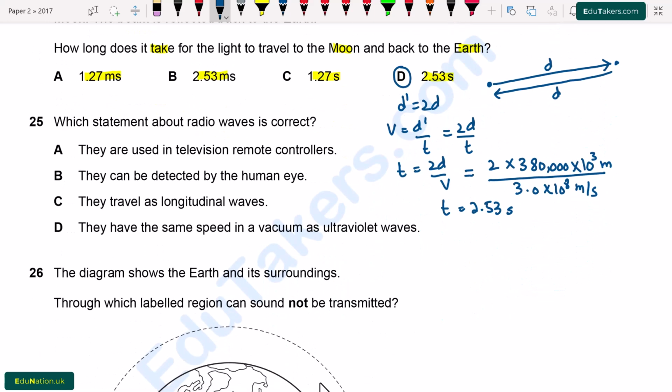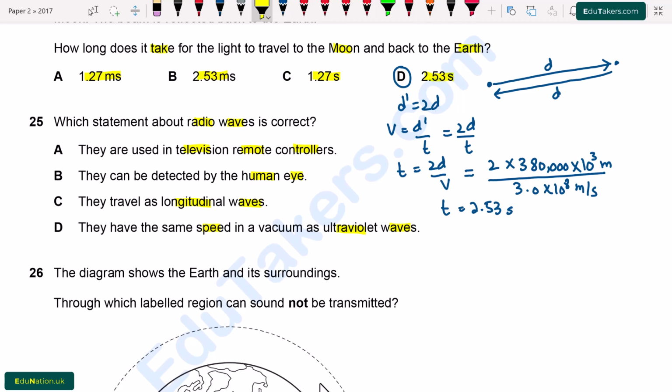Question number 25. Which statement about the radio waves is correct? Option A. They are used in the television remote controllers. B. They can be detected by the human eye. C. They travel as longitudinal wave. D. They have the same speed in the vacuum as ultraviolet waves.